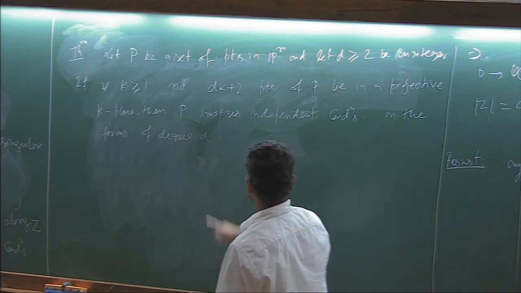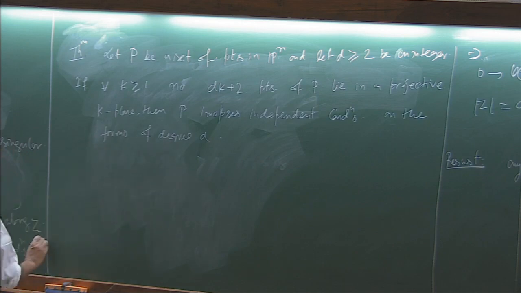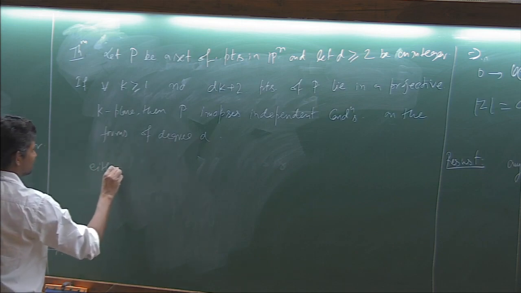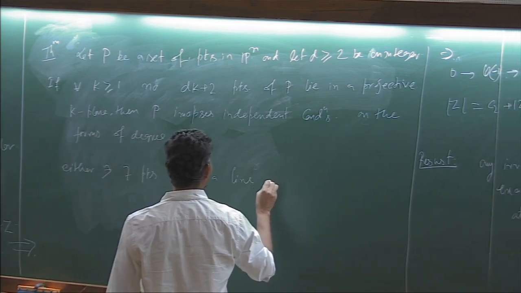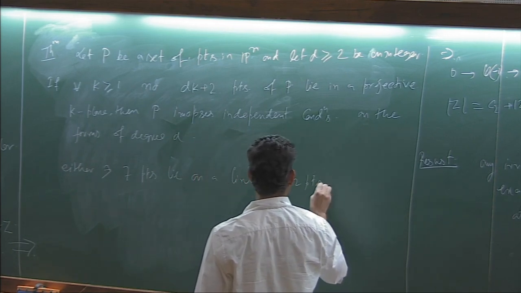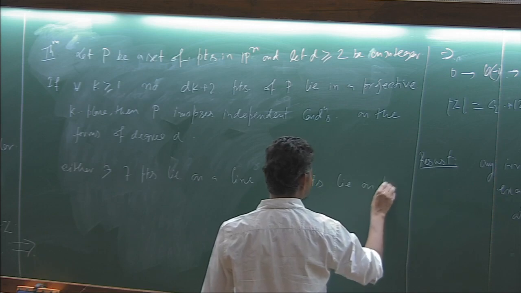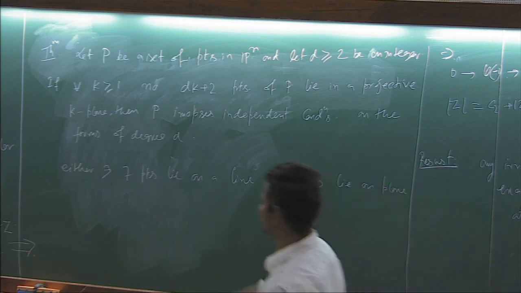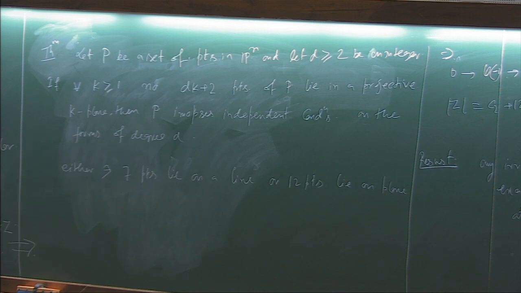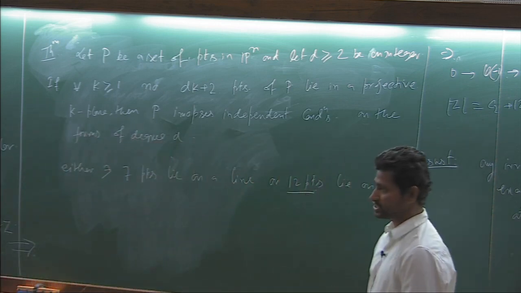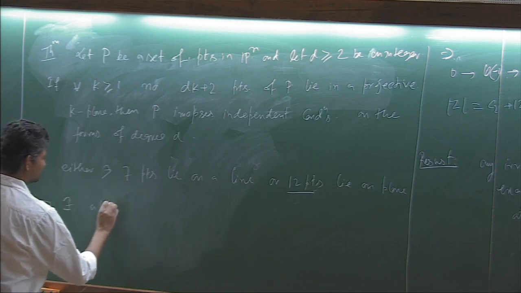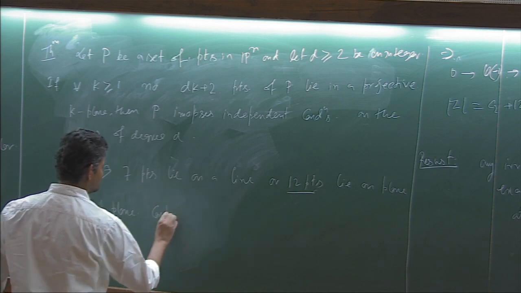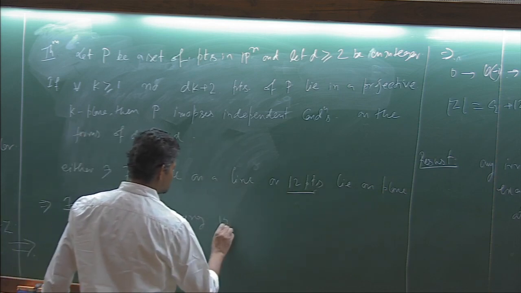So in this case, this implies either there exist 7 points that lie on a line, or 12 points that lie on a plane. But since this Z lies in a sextic surface, a line cannot contain 7 points, it can contain at most 6 points. So the only possibility is that there exists a plane containing 12 points.